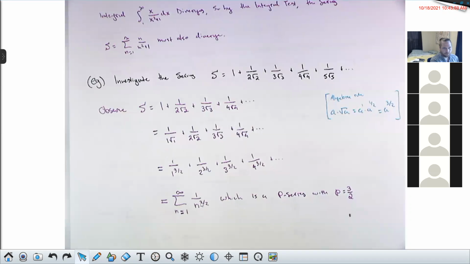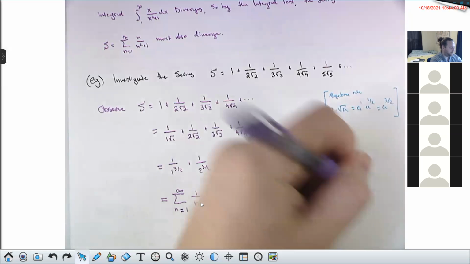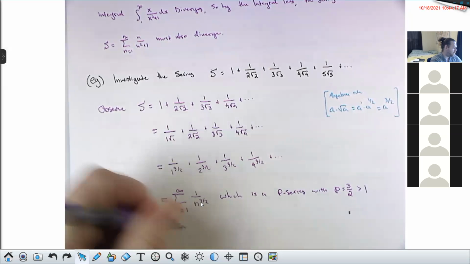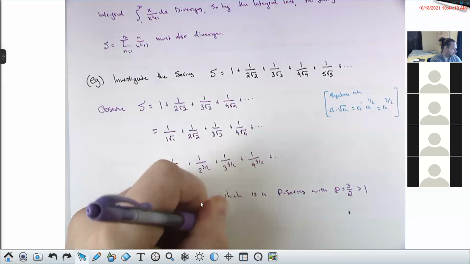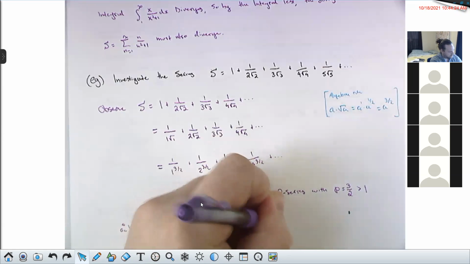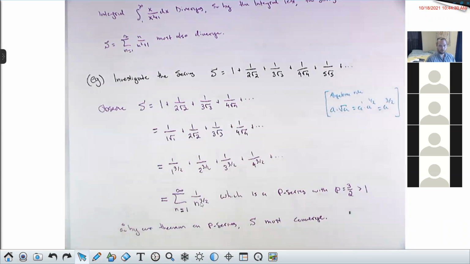How big is 3/2? Greater than 1. Definitely bigger than 1, right? 3 is bigger than 2. The top's bigger than the bottom. So this number is bigger than 1. It's 1.5. But most importantly, it's bigger than 1. Therefore, by our theorem on p-series, this series S must converge. That's pretty dope, right? That happened real fast. All we had to do is recognize that the thing is a p-series.